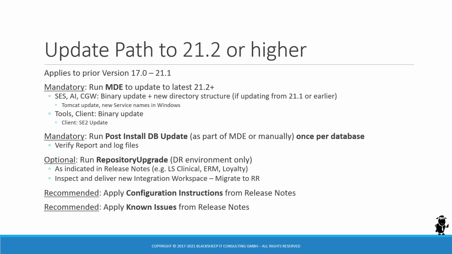Also, if you look into the release notes, there are sometimes configuration instructions for certain bug fixes. You have to make changes to, let's say, business objects or workflow processes. So make sure you apply these configuration instructions where necessary. And the same goes for the known issues section in the release notes. So make sure you read them thoroughly and understand the implications and apply, if necessary, any workarounds that are documented in the release notes. And then you have a successful update to 21.3 or higher.